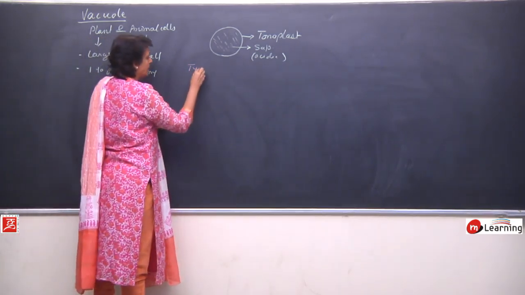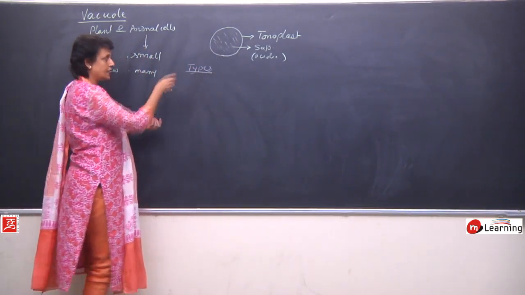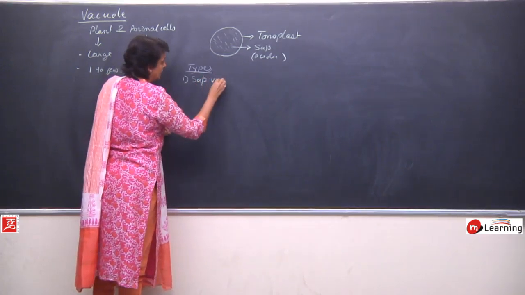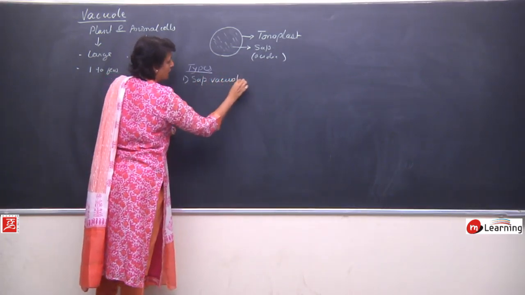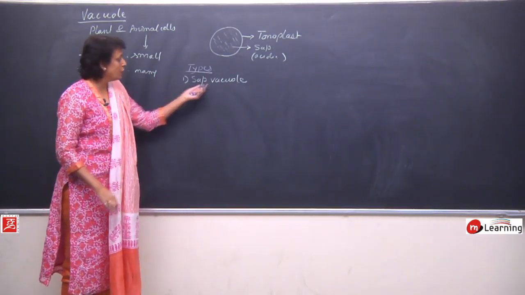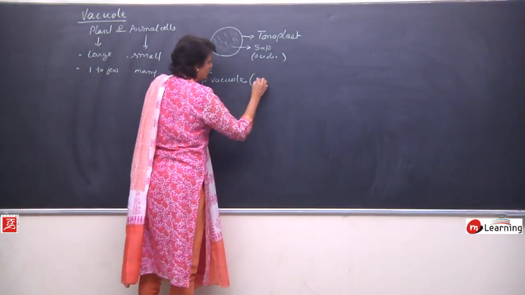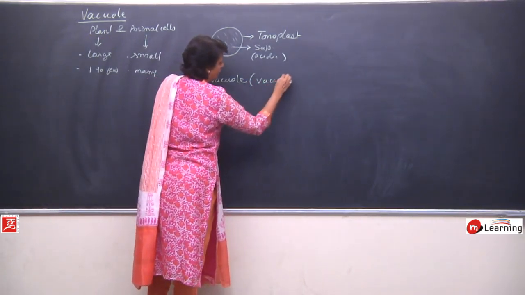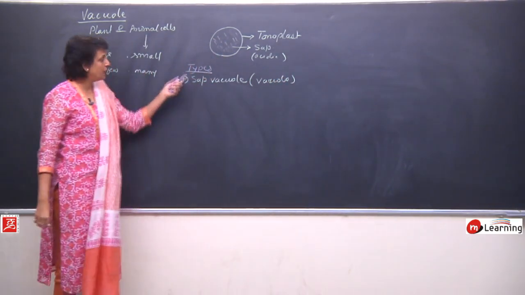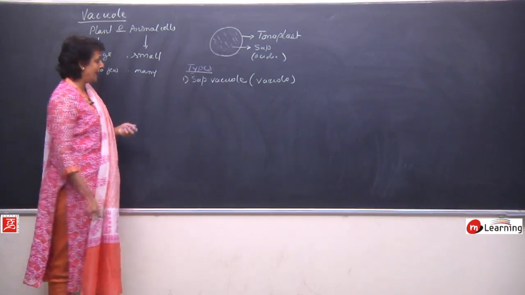What is stored inside the vacuole would give us various types of vacuoles. So types are basically on the basis of what is inside it. First is the sap vacuole. Whenever we use the term vacuole alone, we are talking about the sap vacuole, one and the same thing. It has sap. These are predominantly found in plants.